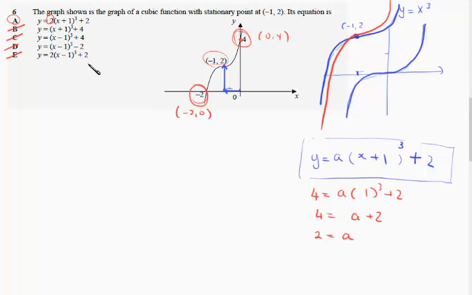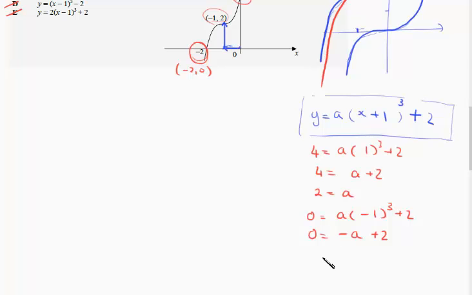You can also use this piece of information. You get y equals 0, x equals minus 2. So y equals 0, a, this is minus 2. So minus 2 plus 1 is minus 1. And we can see negative 1 to the power of 3 is still negative 1. Negative 1 times a is negative a. So you get a equals 2. There you go. So you can try that. Okay. Very easily.